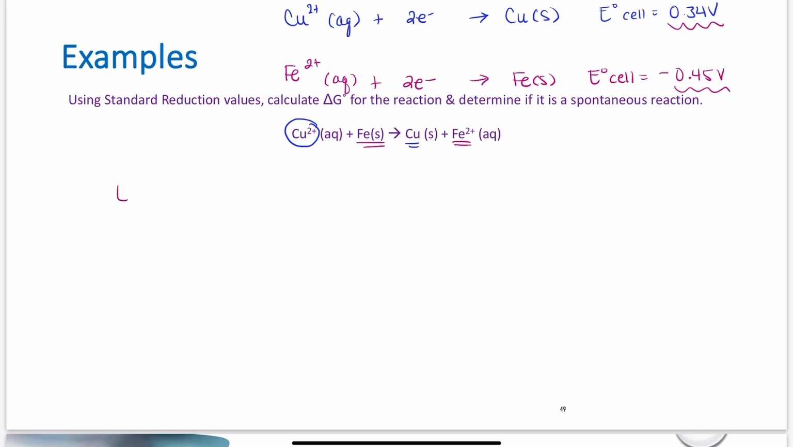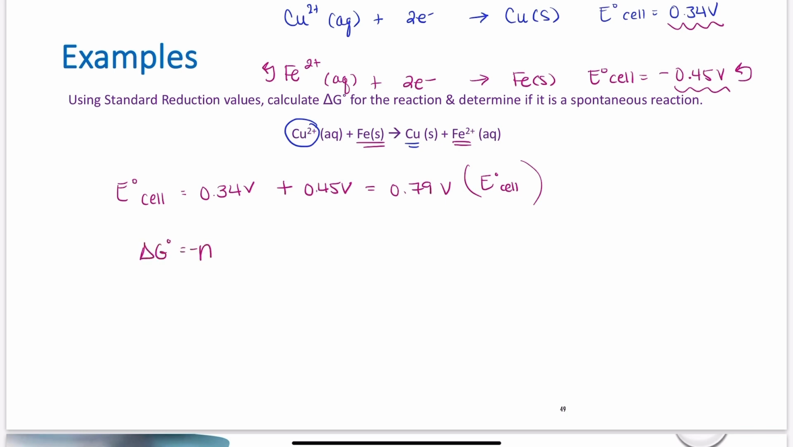Overall, my cell potential here, E naught of my cell, is 0.34 volts plus 0.45 volts. Because this equation's been flipped around, I flipped the sign on this, giving me a cell potential of 0.79 volts for this reaction. But I want delta G. I have to think back to that delta G value. Delta G naught is equal to negative n F E naught, negative the number of moles of electrons transferred.